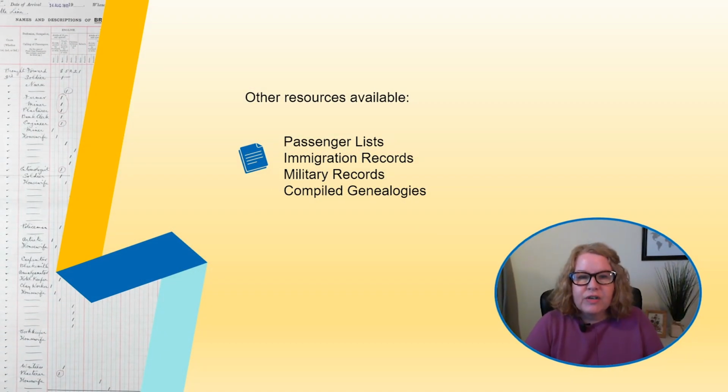So today we've looked at 3 record groups, very briefly: civil registration, church records, and probates. Those are really your basic records that you would start out with, but there are other record sources available for South Africa. Some other major groups would be passenger lists, immigration records, military records, and compiled genealogies.